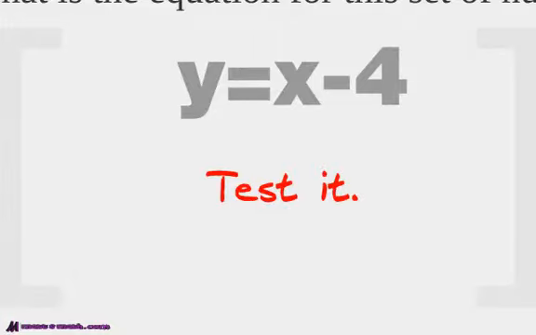All right? And the biggest thing is you just got to test it. Plug in the x value, see if the y value spits out. Just like we plugged in 1, and it spit out negative 3. If we plug in 2, it spits out negative 2, and so forth. Just make sure it works. Plug in negative 1, and it spits out negative 5. Plug in positive 2, and it spits out negative 2.